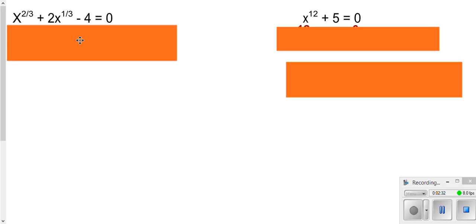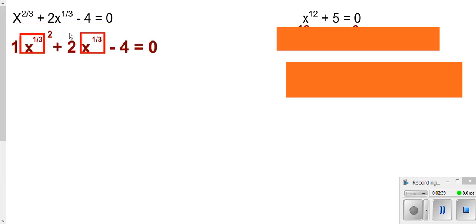Is this one here quadratic? You try it and then watch the video. Well, yes, it is. We have 3 terms, 2 with variables, and this exponent's double that one. So we can write it in the quadratic form. Remember, whatever is your smaller exponent corresponds to your box.